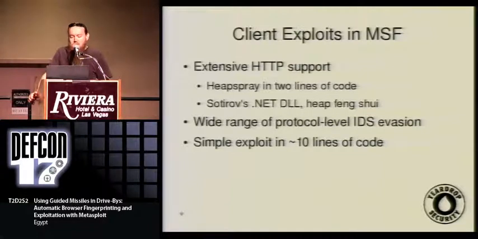There's also a lot of protocol level IDS evasion. So it's very easy to randomize HTML and JavaScript. All of that stuff is very easy to just mangle around and make it look different, so it's harder for IDS guys to trigger on it. And you can write a simple exploit in around 10 lines of code.